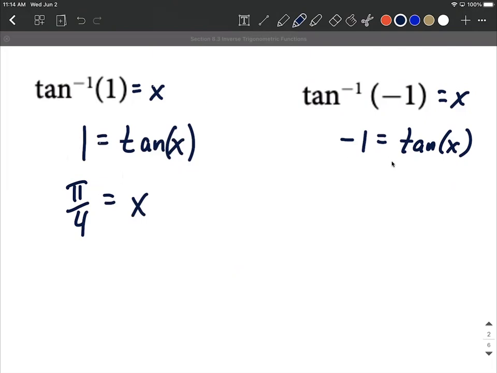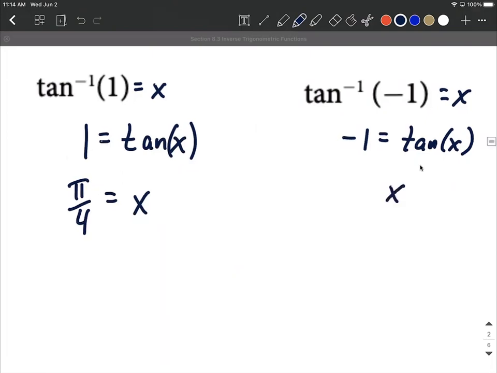Now, it's only slightly different when we have a negative on the other side with tangent and sine. All you have to do is make that a negative pi/4 or a negative angle in this case. So what that's going to do is put it into the fourth quadrant.